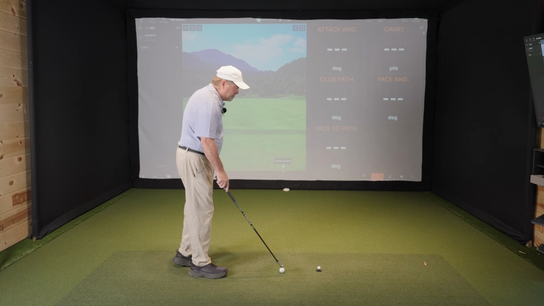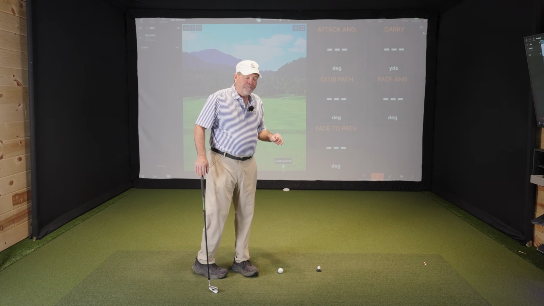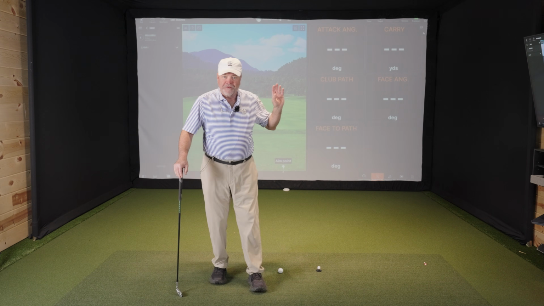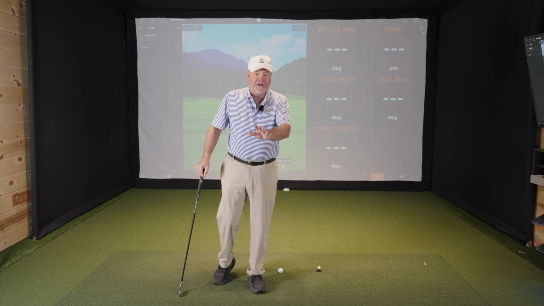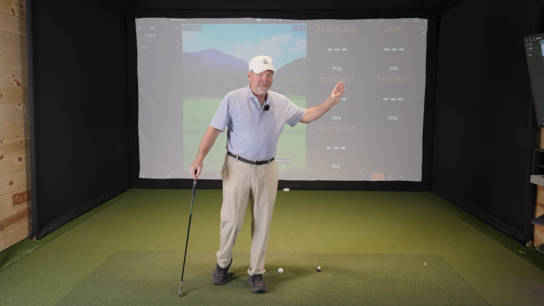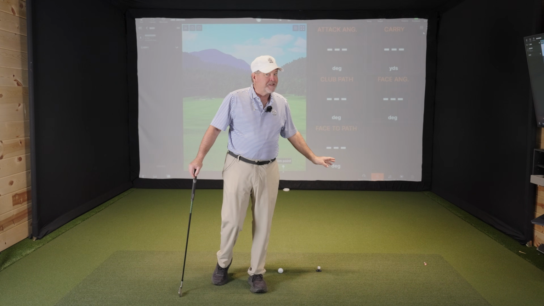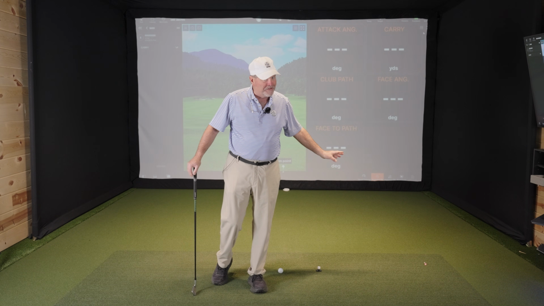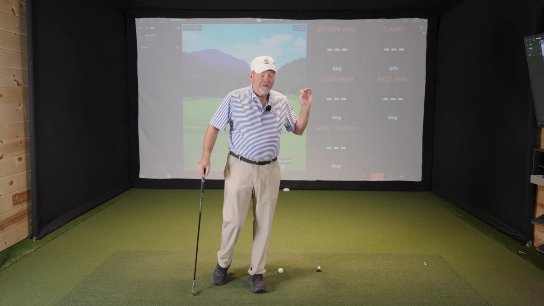Angle of attack is really important. I've seen players with a very steep angle of attack that take no divot, and I've seen players with a positive angle of attack that take deep divots. And so your divots really don't tell you correctly what angle of attack is.